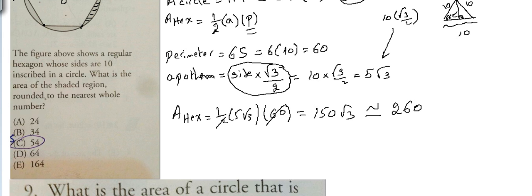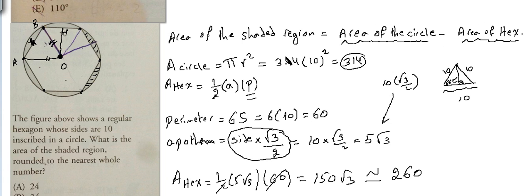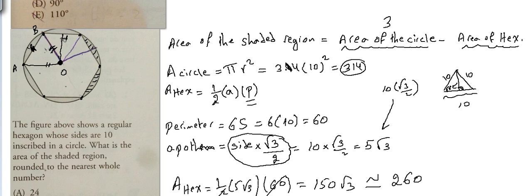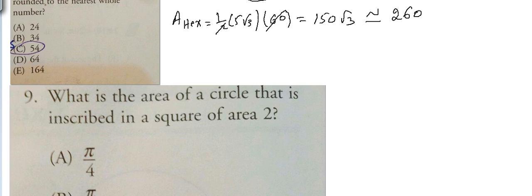260. We have to subtract this from 314. This is 314 and this is 260. 314 we take out 260, the answer will be 54 is the area of the shaded region, and it is correct. The student circled already this answer, and this answer is correct.